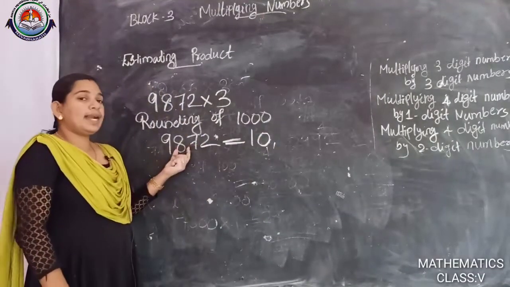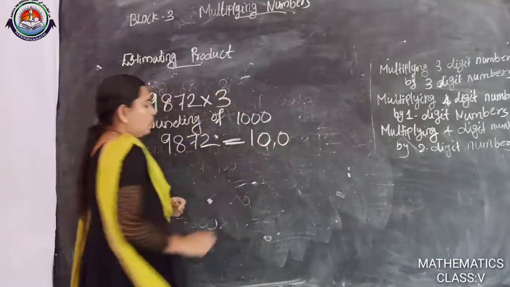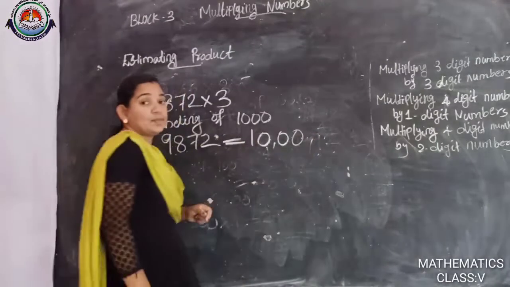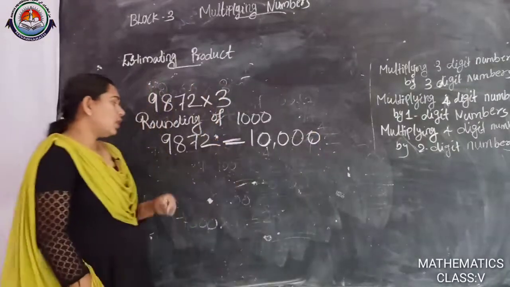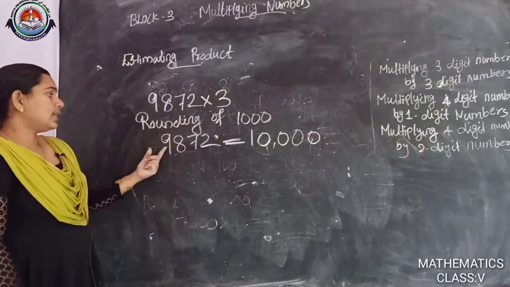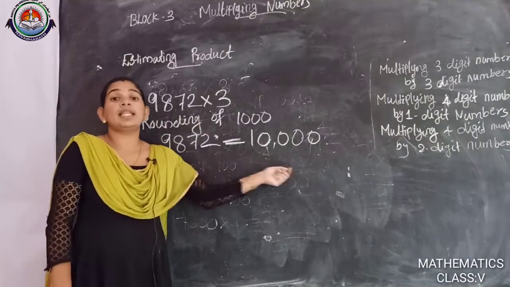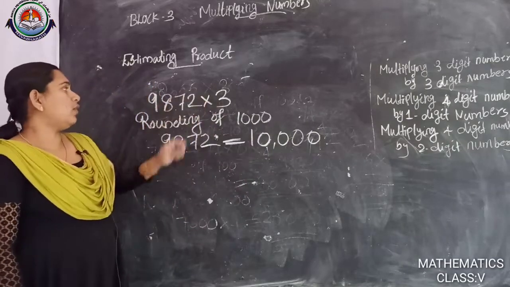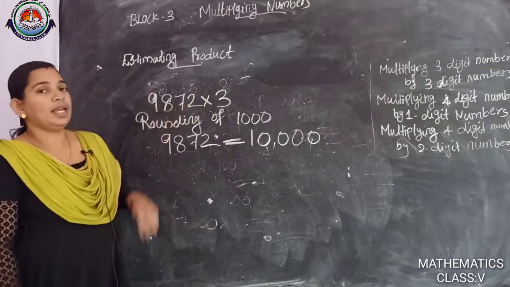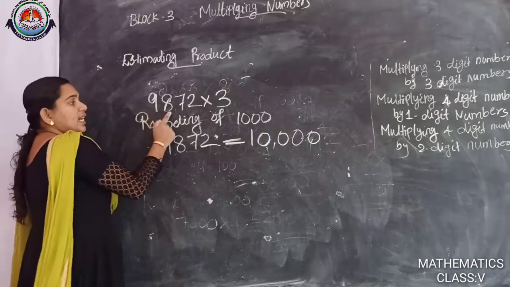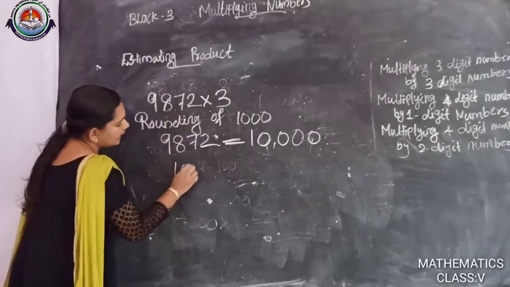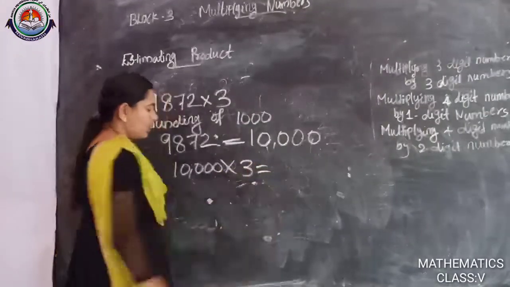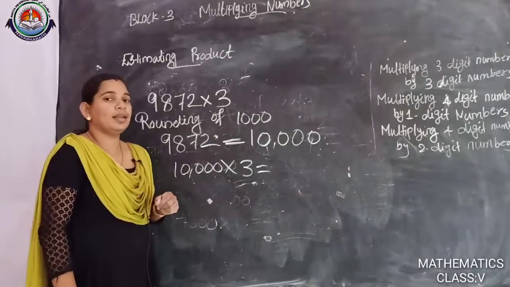Then in the 100 place we are putting 0. Tens place, sorry, ones place also 0. So rounding off 9872 to the nearest 1000 is 10,000. Got it? Then we want to find the estimating product of 9872 into 3. Instead of 9872, we can write 10,000 into 3.